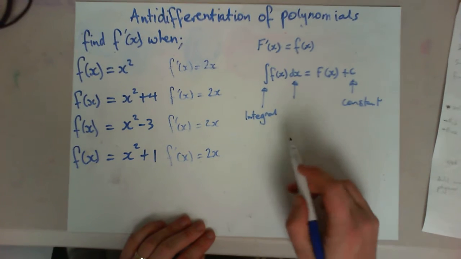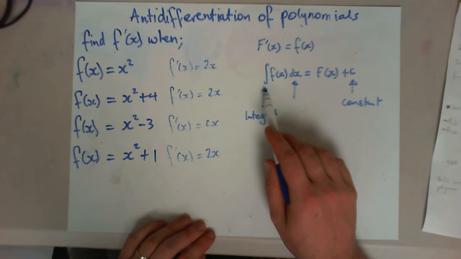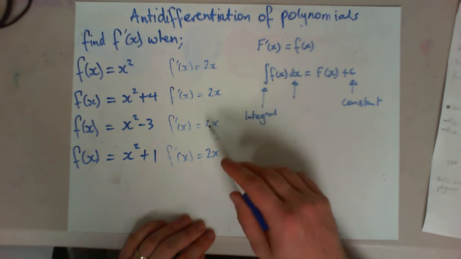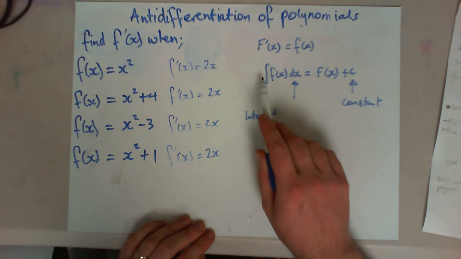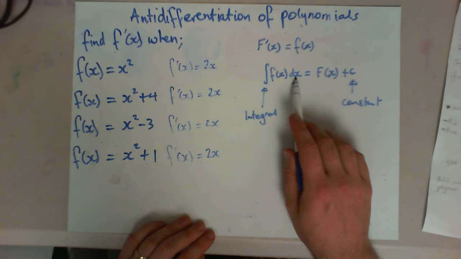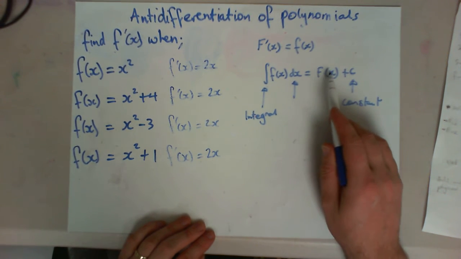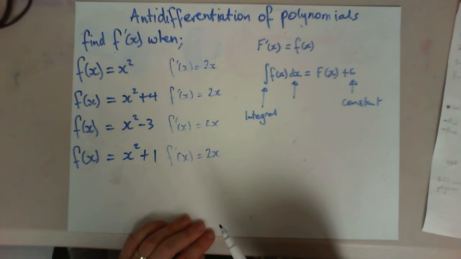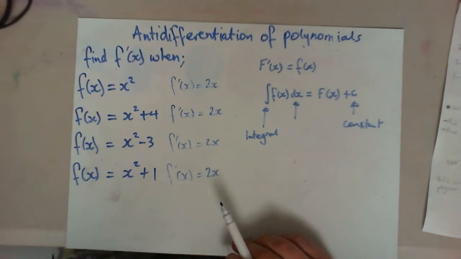Okay, so just to run through that again, this sign is called the integral sign, but we read this as we're finding an antiderivative of f of x with respect to x, and that's going to equal capital F of x plus c, where c is a constant. Okay, so we have some rules.